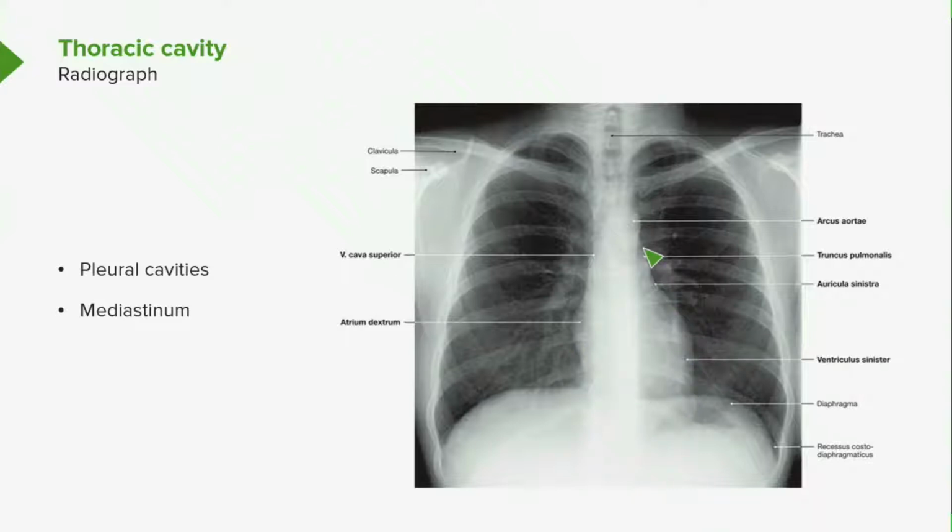The major occupant within this portion of the mediastinum is the heart, and so we can see a nice cardiac silhouette. Here's the left ventricle over in through here, and then if we come over here, we can see the right atrium bulging toward the right side of the body.